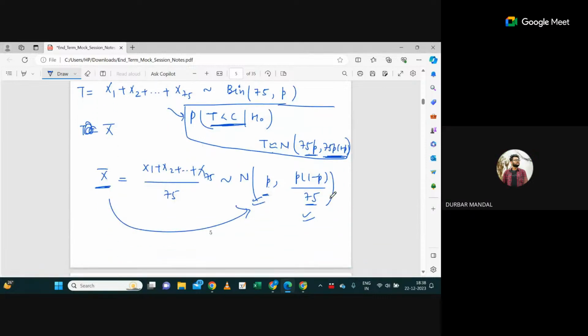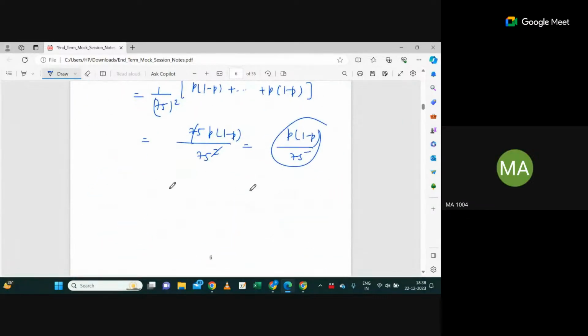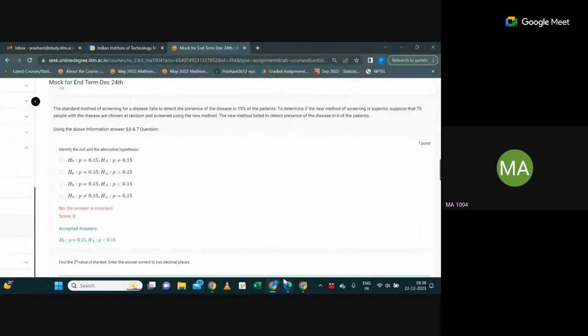Okay. Now our hypothesis here was, I think, p equal to 0.15, and the alternative was p less than 0.15, right? So I'm going to proceed with that. Okay, so first of all, what is the C in my question?